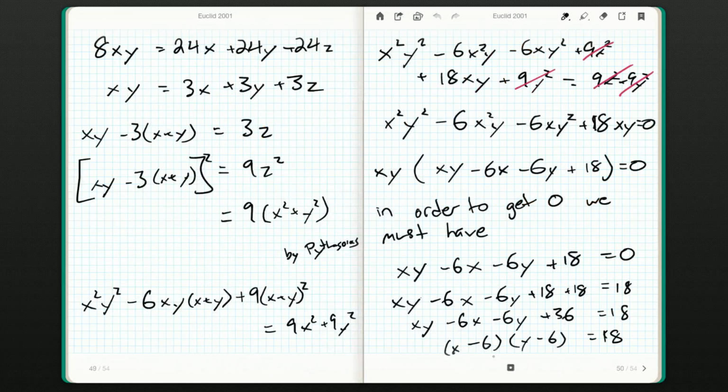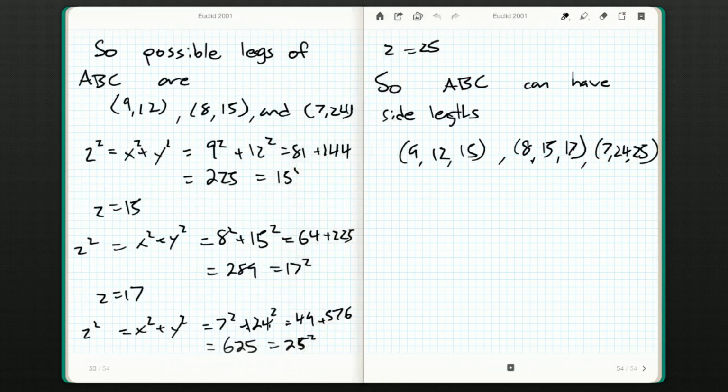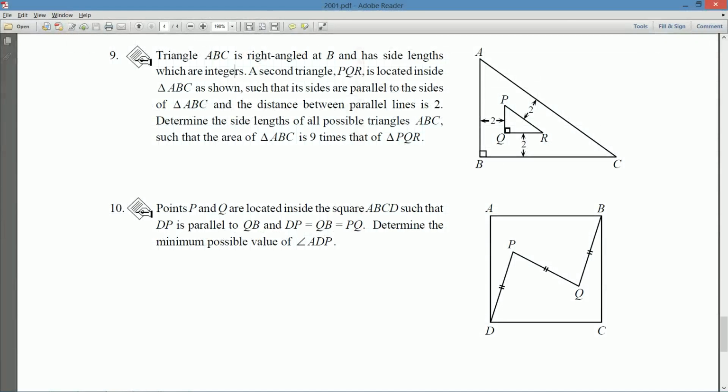And that gave us that x minus 6 times y minus 6 needs to be 18, and there is no getting around that. And since we need to have positive integers, I think that's it. I think it's just the 3 solutions. And each one worked out. So 9, 12, 15, 8, 15, 17, and 7, 24, 25. Those are the only possible side lengths we could have here. I guess if you had something like 3, 4, 5, it would be way too cramped. PQR would be way too small. Maybe it'd be fine. But no, I'm confident in the way we handled that question.